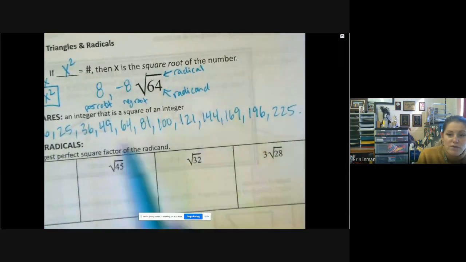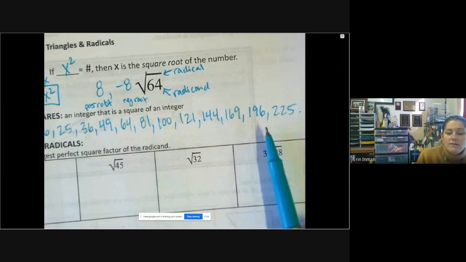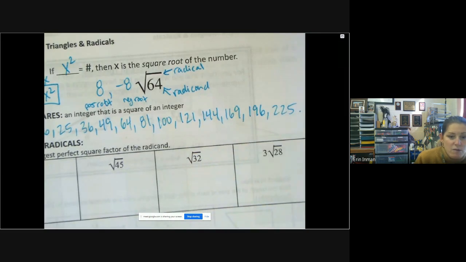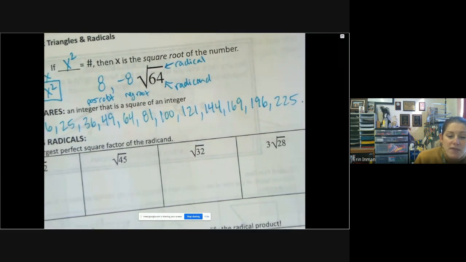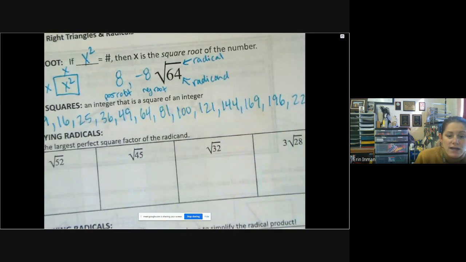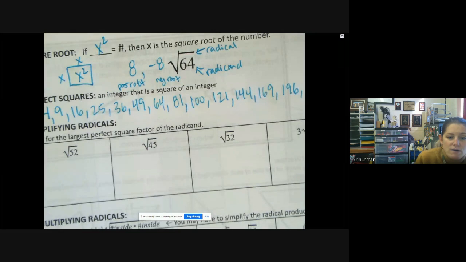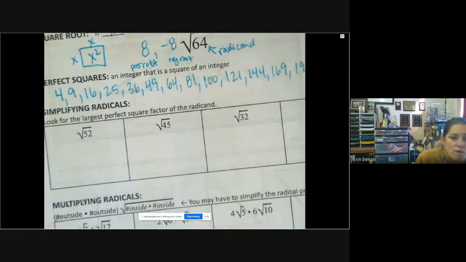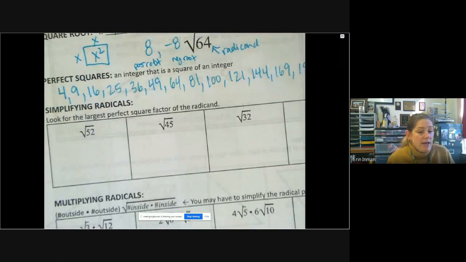I generally would tell students you really should be pretty familiar with these numbers. 196, that's the one I always forget about. But that will come in handy. The more you are familiar with these perfect squares, it makes it a lot easier when we are simplifying a radical. So when we are looking for exact answers, we will usually leave things in radical form.